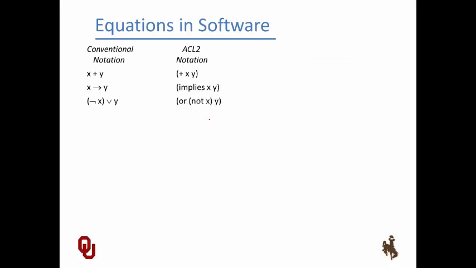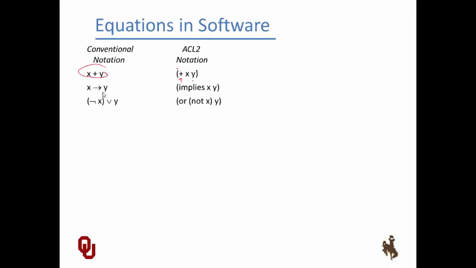Let's get started by writing down some familiar formulas in the new notation. The conventional notation for the sum of two numbers x and y is x, then a plus sign, then y. But in ACL2, we write the plus sign first, and then the operands. It's known as prefix notation since the operator comes first, and the parentheses around it are required.